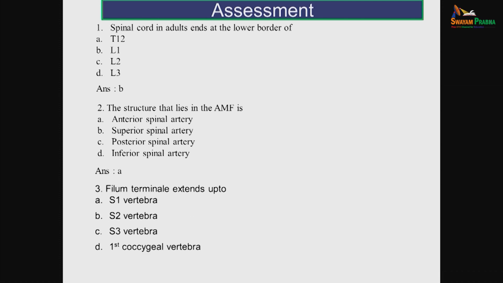So, next question is filum terminale. We mentioned that filum terminale is nothing but a prolongation of pia mater. So, till which level does it extend? The answer is the first coccygeal vertebra. We studied in detail about filum terminale internum and externum. Externum extends from S2 to the dorsal surface of the first coccygeal vertebra. So, the answer is D, first coccygeal vertebra.